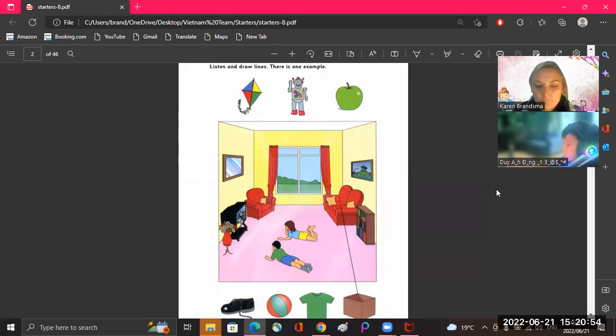1. Now put the robot in the armchair. Sorry, what? Put the robot in the armchair. Oh, yes. Okay. Very good.